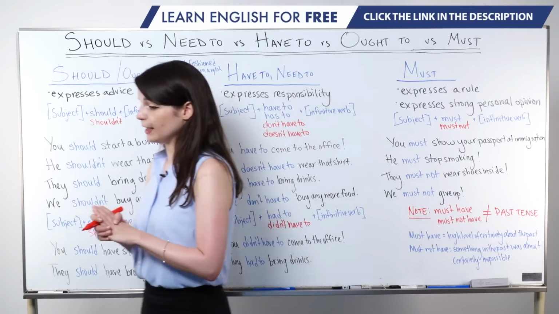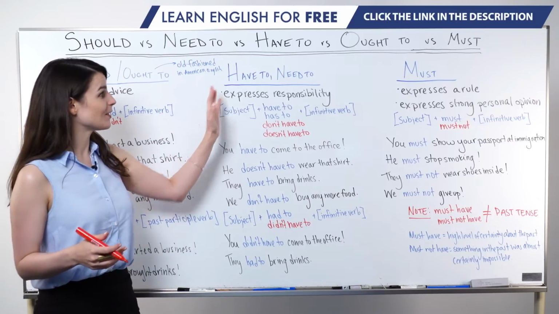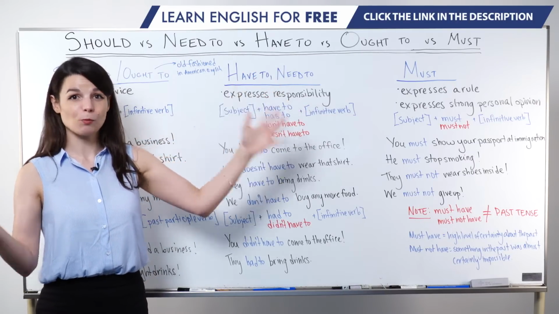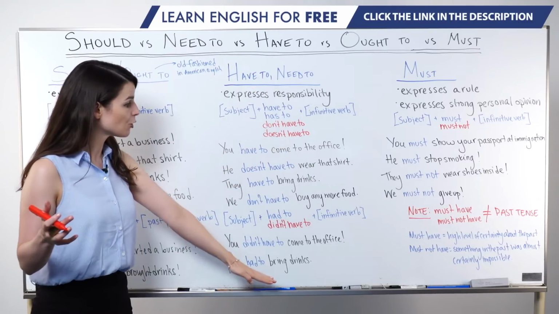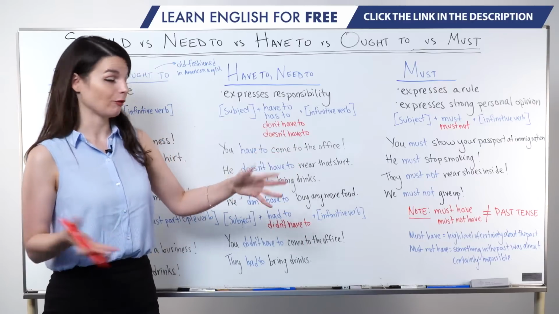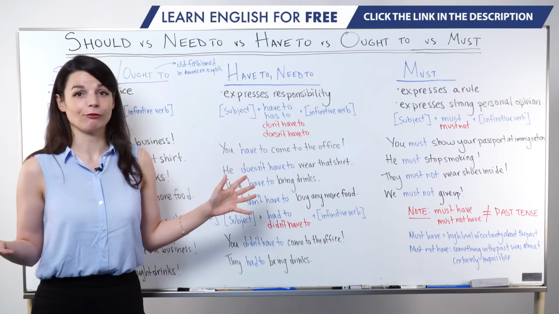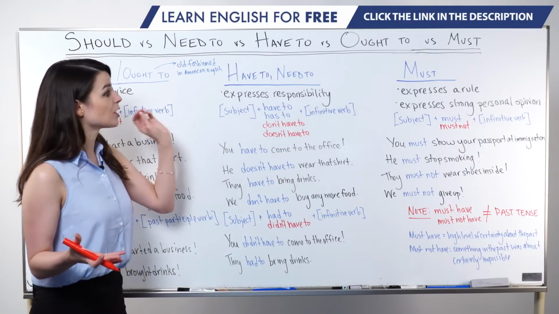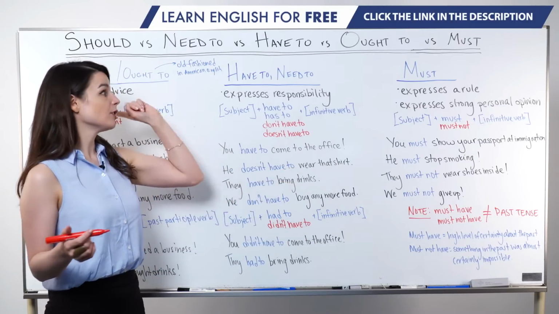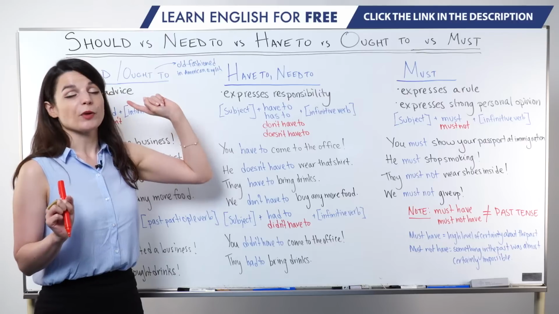Let's move along then to have to and need to. So have to and need to are the same. We can use them in exactly the same way. I've focused on have to for my example sentences, but we can substitute need to for any of these. They have the exact same feel. We use these to express responsibility. Should and ought to are used to express advice.